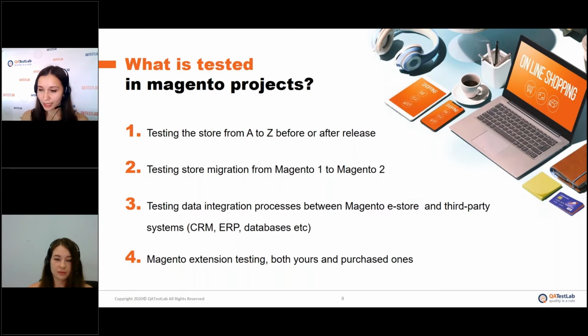The third option can be applied specifically to integration testing, but not to the entire store. What does it mean? This is testing of the integration process of the Magento store's data with third-party data storage and processing systems. It can be CRM, ERP, databases, etc. For example, information on the availability, quality, quantity, and description of products is stored in some third-party system, and from this system, this data is put into Magento.